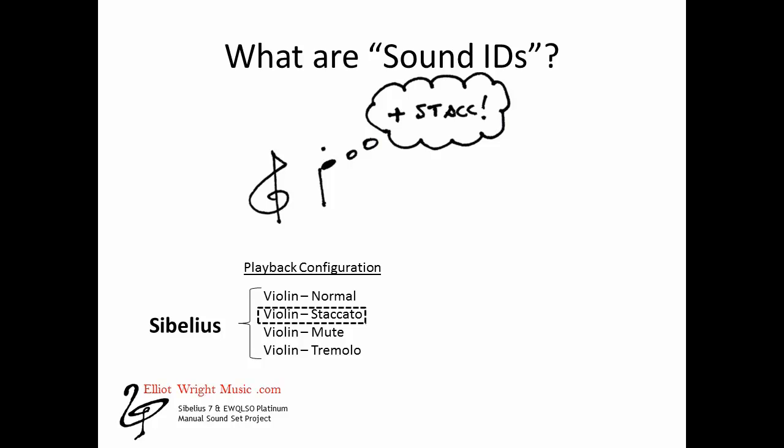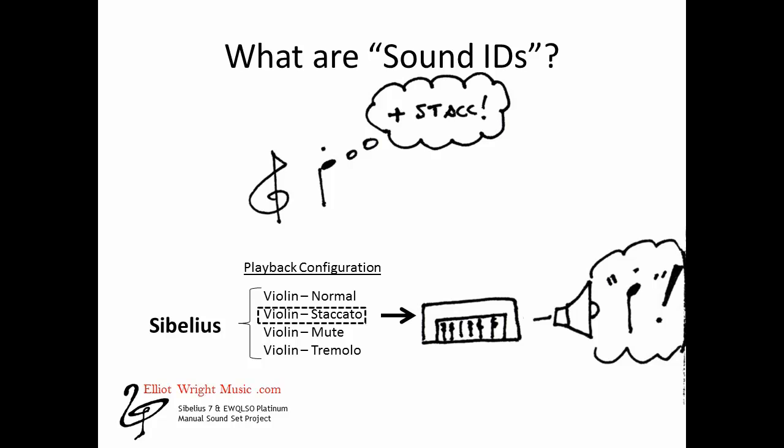Then it takes that note, or whatever notes are marked that way in the score, and plays them through whatever channel has been labeled as violin staccato. And of course, you being a smart person, you have loaded a patch into that channel which plays a staccato sound. So when those notes get routed through there, Sibelius plays this little virtual keyboard, your patch, and the sound that comes out is a staccato sound.